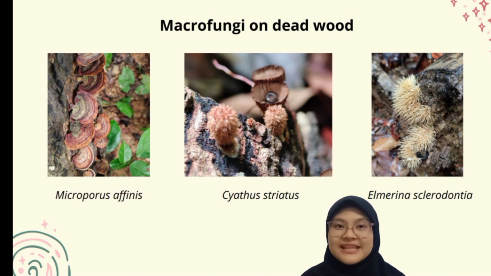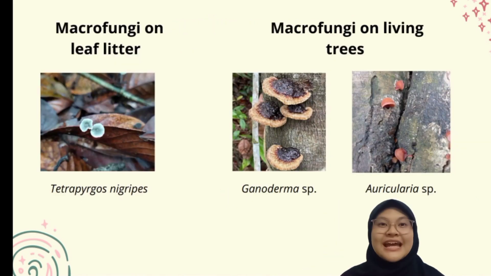According to Shigal 2007 and Hattori et al. 2012, Microporus affinis and Earliella scabrosa are present 2 years after the tree fell and are involved in early stages of decomposition. A rare species, Elmerina sclerodontia, was recorded for the first time in the Sri Gading Forest. This species has been proposed to be listed in the IUCN Red List due to its fragmented distribution in Southeast Asia. 9 macrofungi species that live on leaf litter were discovered in the Sri Gading Forest.